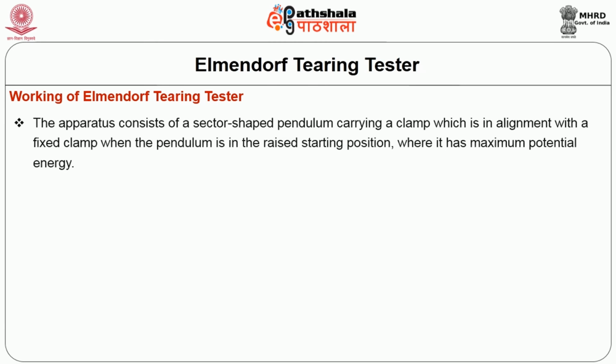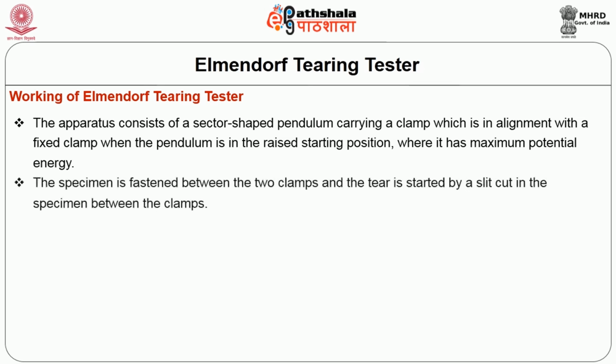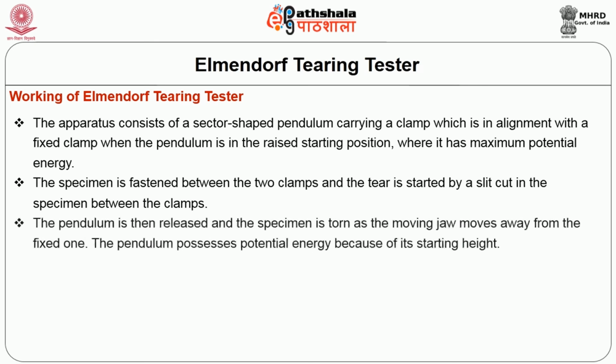The apparatus consists of a sector-shaped pendulum carrying a clamp which is in alignment with a fixed clamp when the pendulum is raised to the starting position, where it has maximum potential energy. The specimen is fastened between 2 clamps and the tear is started by a slit cut in the specimen between the clamps. The pendulum is then released.